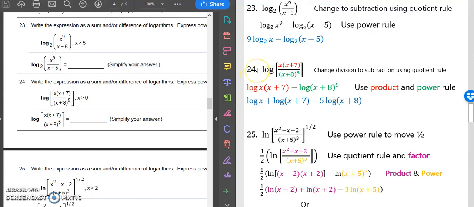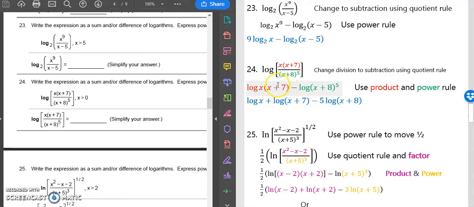For number 24, so now it is starting to get thick. We want to make sure that we are keeping track of everything. And just to give you guys a visual aid, I used colors to show what was the numerator here and what's the denominator, because first we need to change the division to subtraction using the quotient rule. So we're going to end up with log of x times x plus 7.